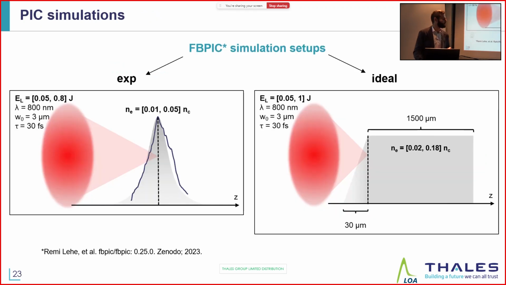And during my thesis, I mainly focused on 2 sets of simulations. The one on the left, which is closer to the experimental configuration, and the one on the right instead, which I consider to be an idealized configuration, where you have this linear ramp leading to a constant plasma density profile, really just to grasp the main physics of these configurations.